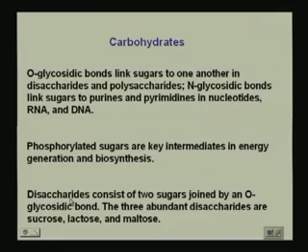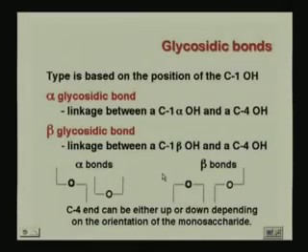The disaccharides consist of two monosaccharide units, two sugar units, that are joined by an O-glycosidic bond, and the three most abundant disaccharides are sucrose, lactose and maltose. Once we know what the linkage is, we can write out the structures of definitely sucrose, lactose and maltose, but also of other disaccharides.